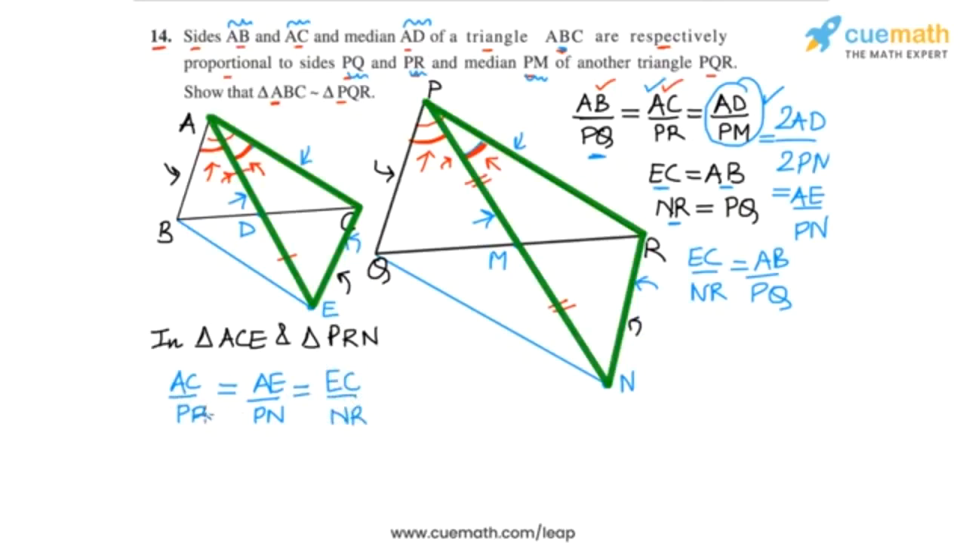So all three ratios are equal. The ratios of all the pairs of corresponding sides are equal, and therefore we can say that the two triangles are similar by the SSS similarity criterion. So triangle ACE is similar to triangle PRN using the SSS similarity criterion. Okay, now basically why did we show this similarity?